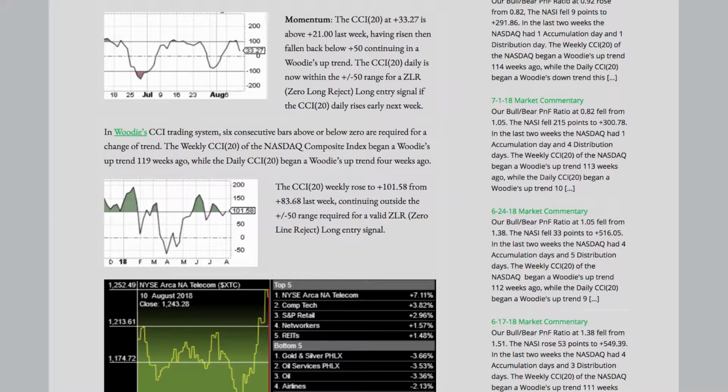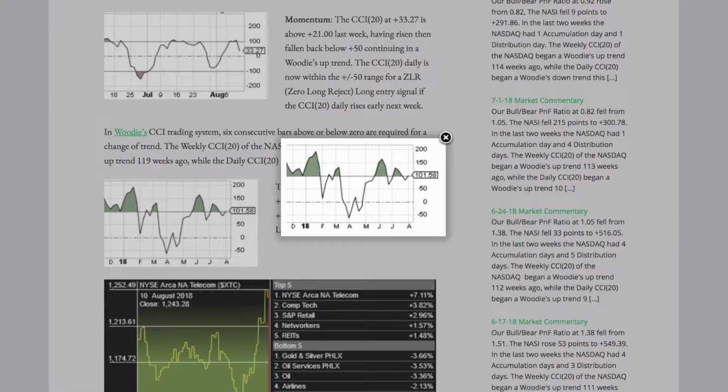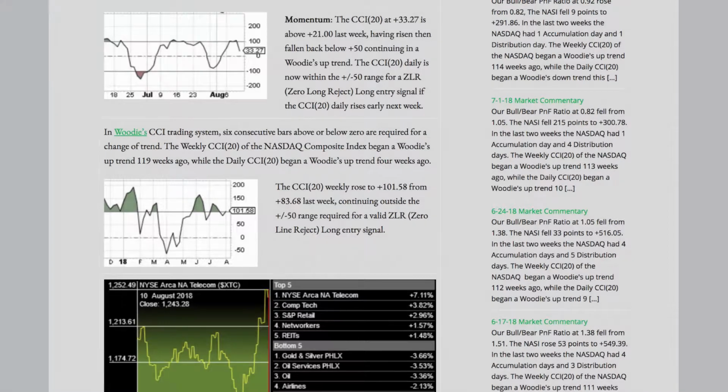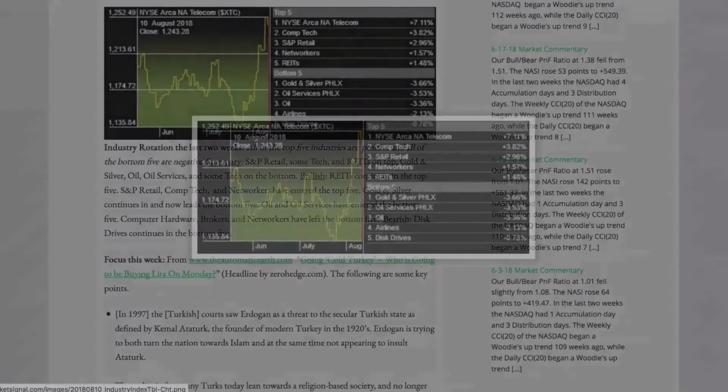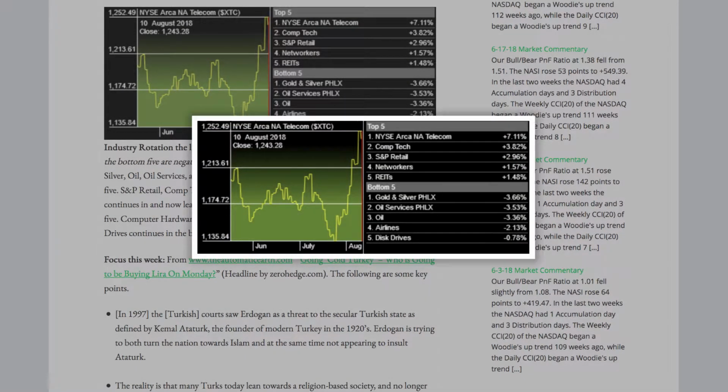The weekly CCI 20 of the Nasdaq Composite Index began a Woody's uptrend 119 weeks ago, while the daily CCI 20 began a Woody's uptrend 4 weeks ago. The CCI 20 weekly rose to a positive 101.58 from a positive 83.68 last week, continuing outside the plus or minus 50 range required for a valid zero-line reject long entry signal.